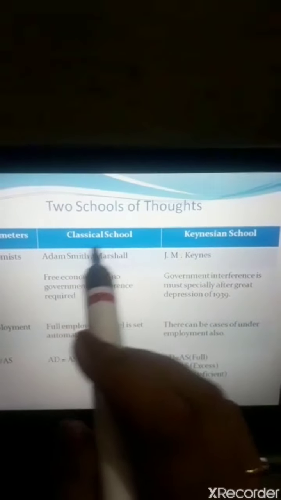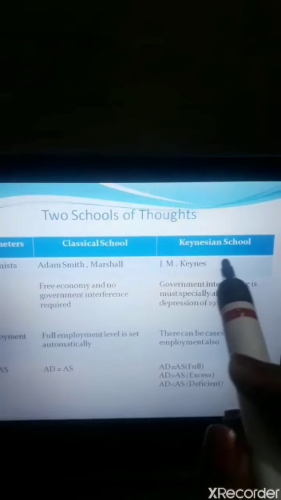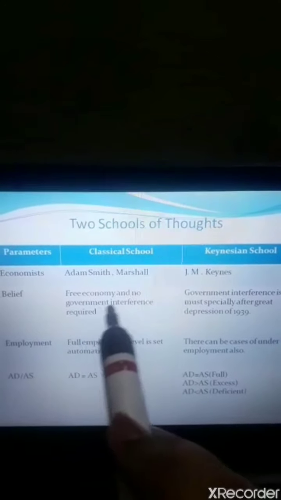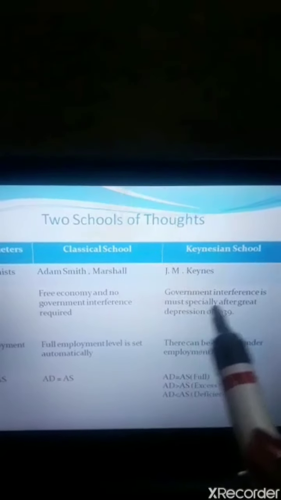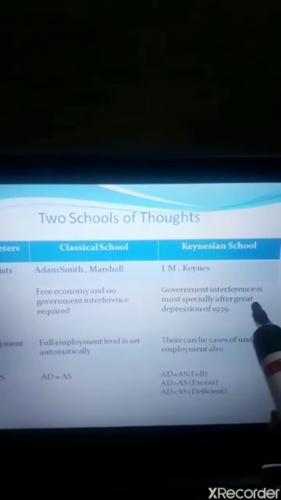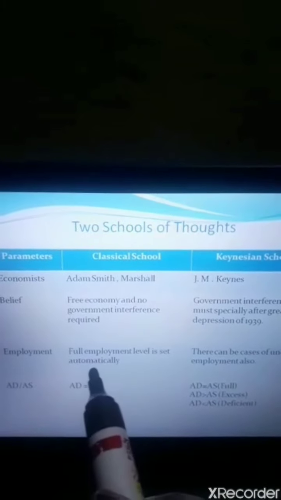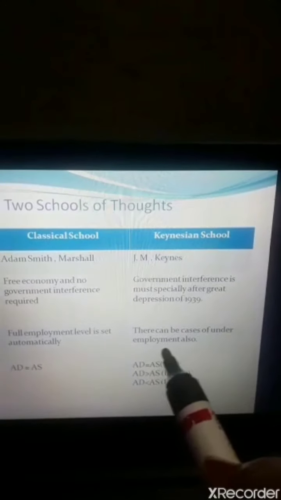Economics developed two schools of thought relating to macroeconomics: the classical school and the Keynesian school. Classical economists were Adam Smith and Marshall, whereas the Keynesian school concept was given by Professor J.M. Keynes. Classical school economists believe that there is a free economy and no government interference is required, whereas J.M. Keynes suggested that government interference should be there, especially after the Great Depression of 1939. Classical economists believe that the full employment level is always set automatically, but Keynes suggested there can be a case of underemployment also.